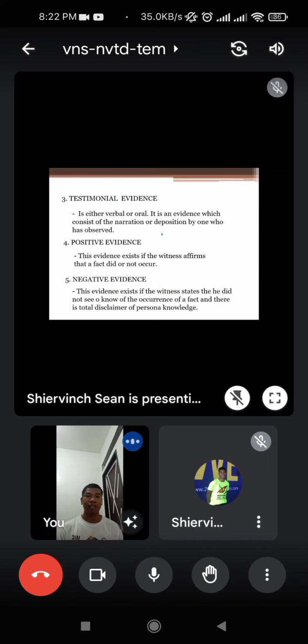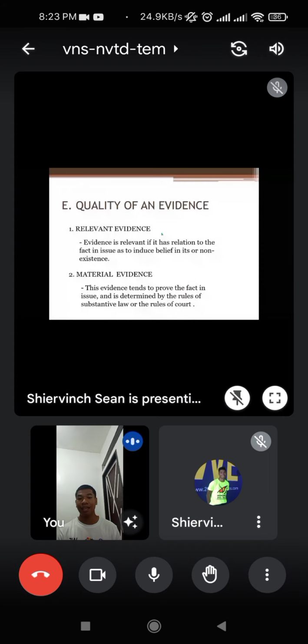Next is the quality of an evidence. Quality of evidence includes relevant evidence, which has a relation to the fact in issue as to induce belief in its existence or non-existence. In short, it is the belief of the witness that it existed or did not exist. Next is material evidence, which is evidence to prove the fact in issue and is determined by the rules of substantive law or the rules of court. In short, material evidence refers to things that can prove to the court that the material was used in the crime.